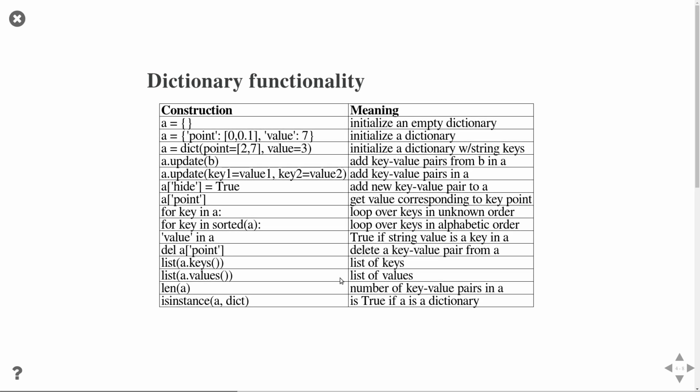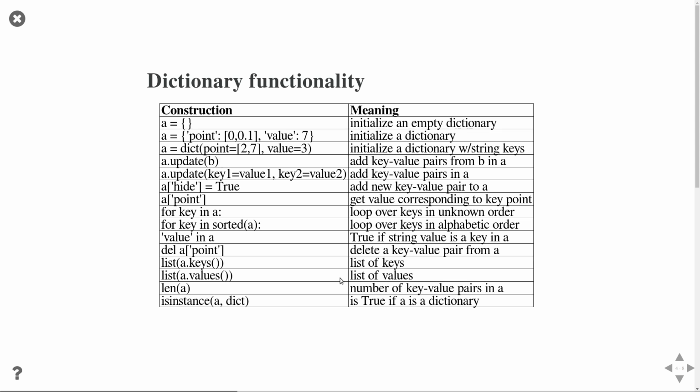So here are the functionalities that you have for dictionaries. It's pretty much the same as we had for lists and tuples, except that you now use curly brackets, and you always have to provide a key-value pair in the initialization. And then we have these update statements here, where we can merge two dictionaries.